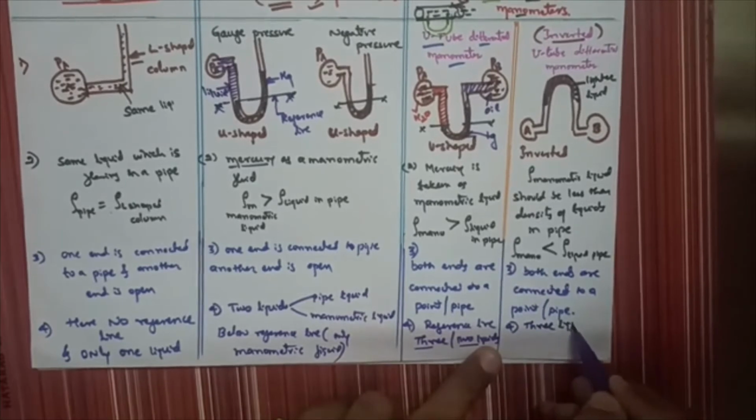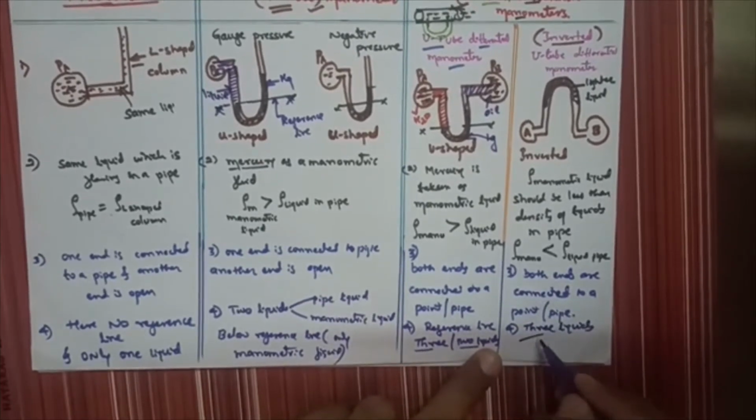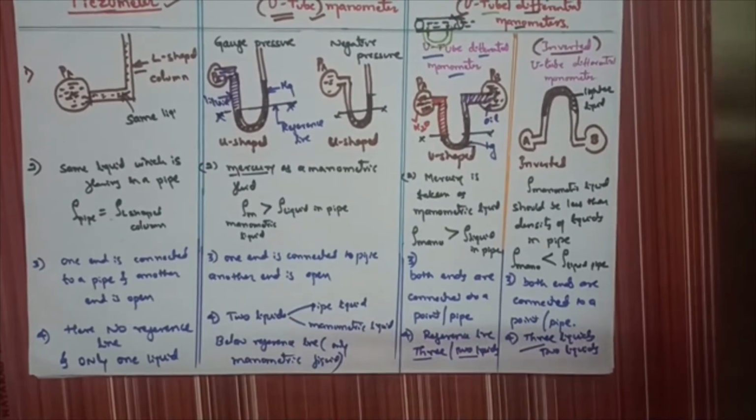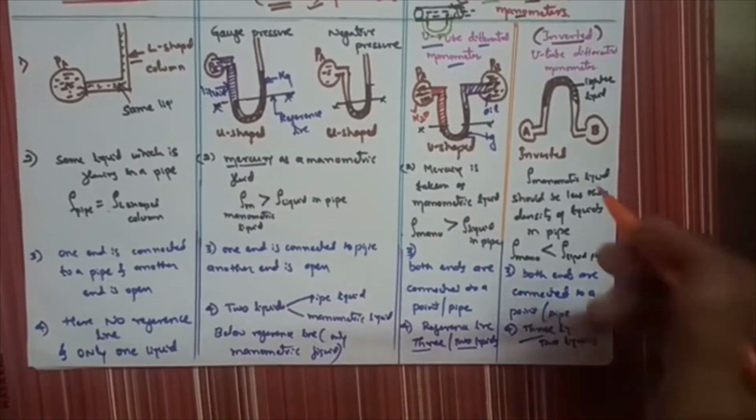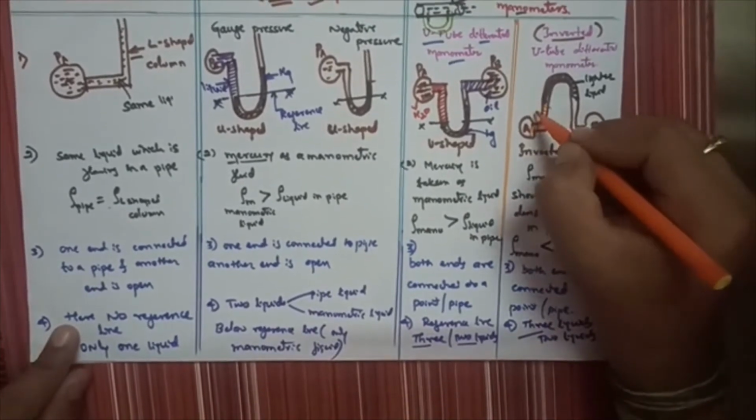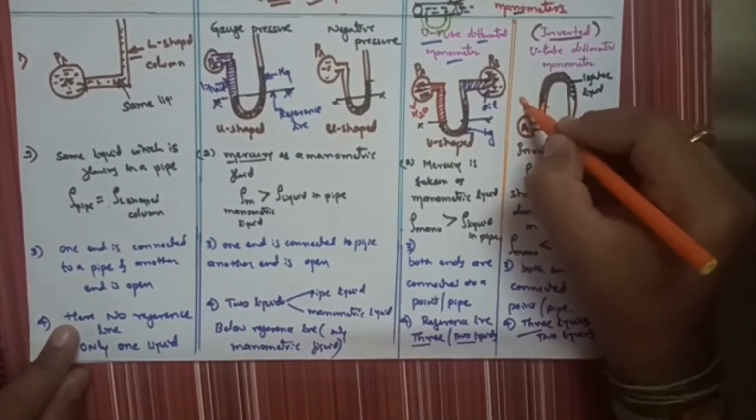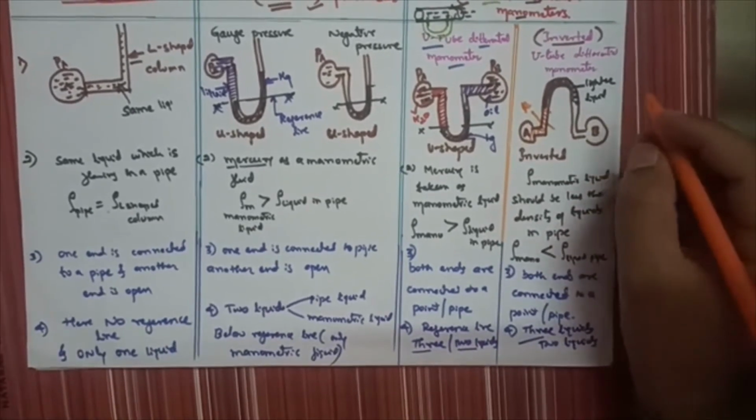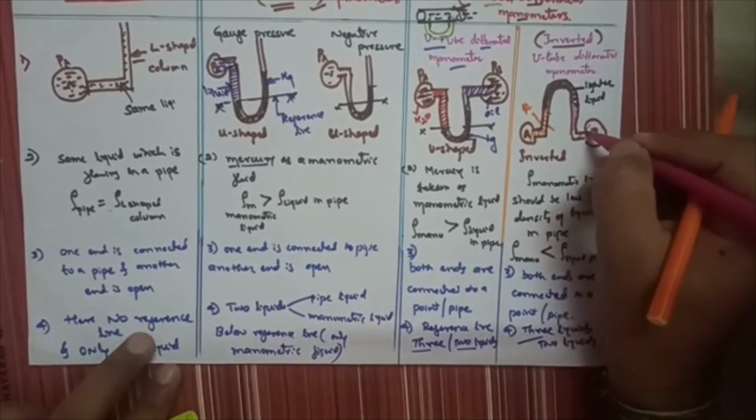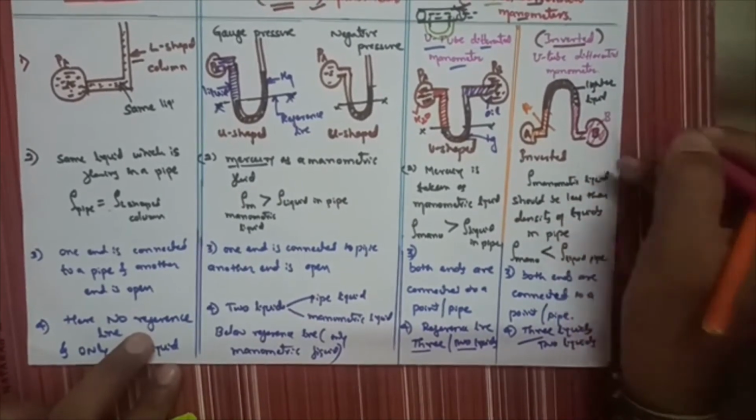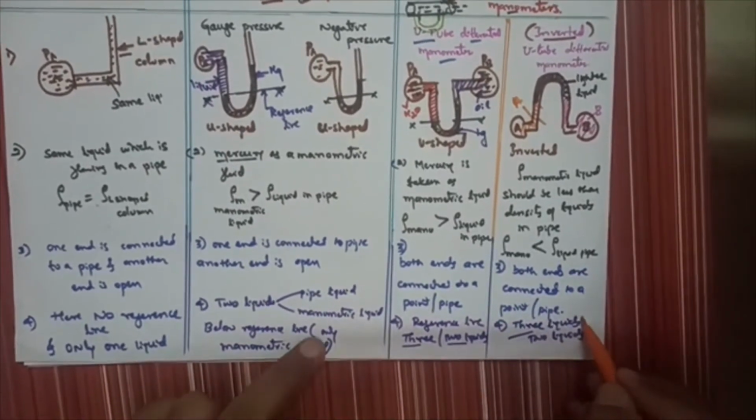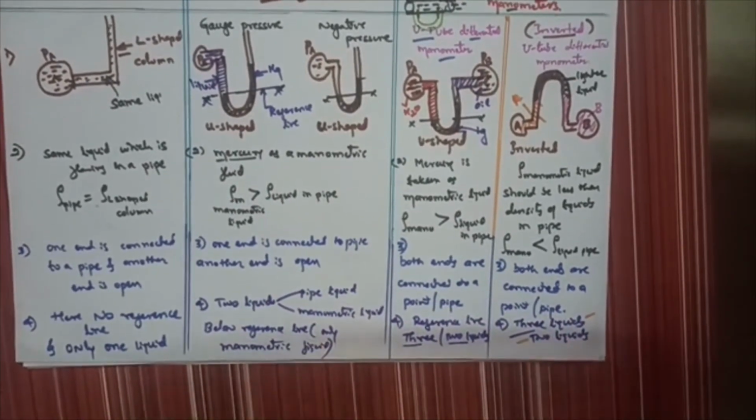Three liquids in a manometer or two liquids. How will there be three liquids? Here in pipe A there is one fluid, liquid A, and in pipe B there must be another liquid, depending upon the applications. Here is liquid B, the second liquid. Understood? That is the reason I have written three liquids or two liquids.